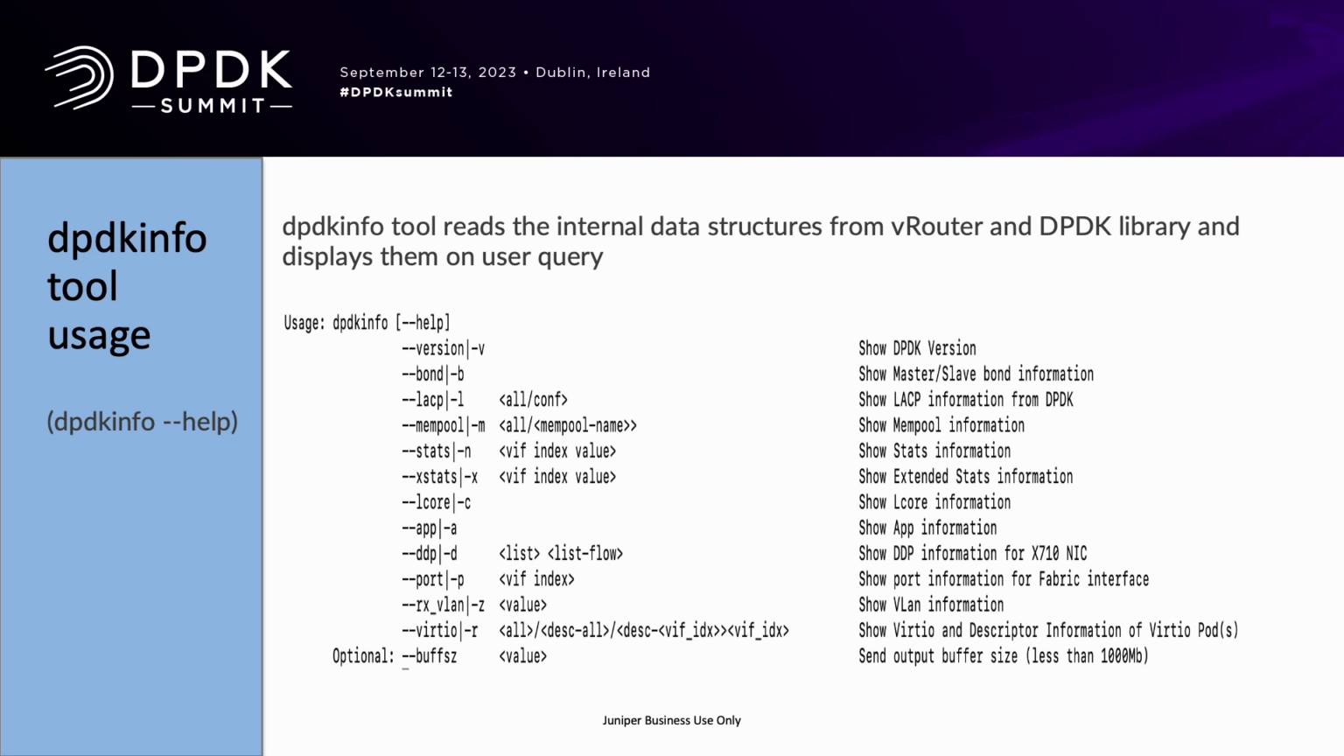DPDK Info is a debug utility that reads the internal data structures from our data plane and also the internal DPDK library and displays them. We have various options to showcase the bond information, LACP details, mempools, stats, xstats, the lcore pinning, the application details, and the DDP information. We will be showcasing a few of them in the next slides.